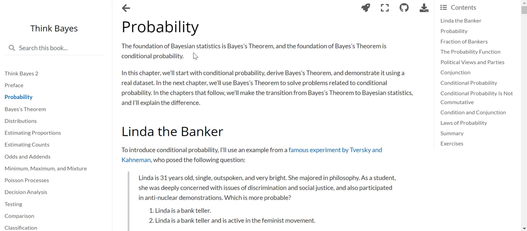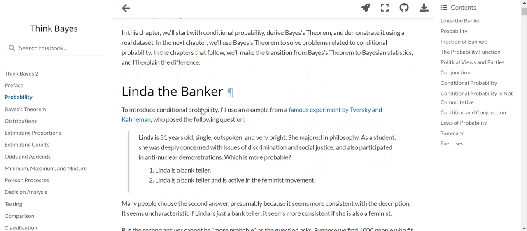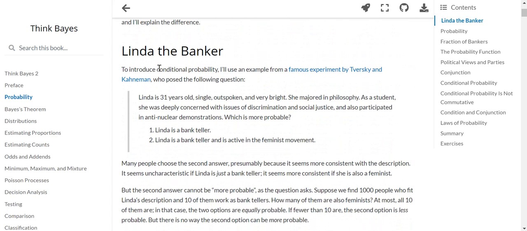So the foundation of Bayesian statistics is Bayes' theorem, and the foundation of Bayes' theorem is conditional probability. Okay, so in this chapter we'll start with conditional probability, derive Bayes' theorem and demonstrate it using a real dataset. In the next chapter, we'll use Bayes' theorem to solve problems related to conditional probability. So let's start with this example, Linda the banker.